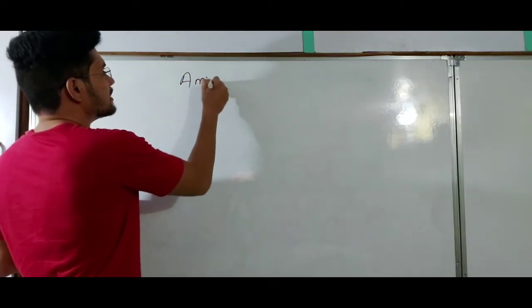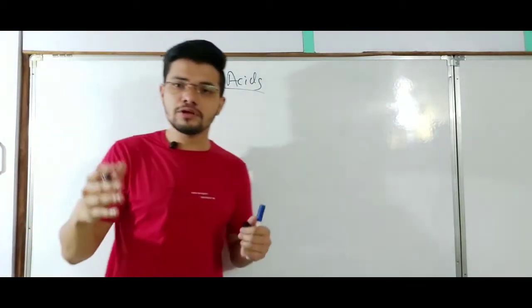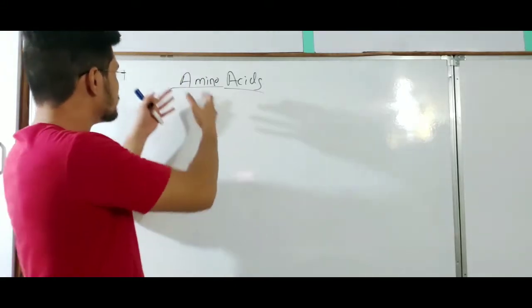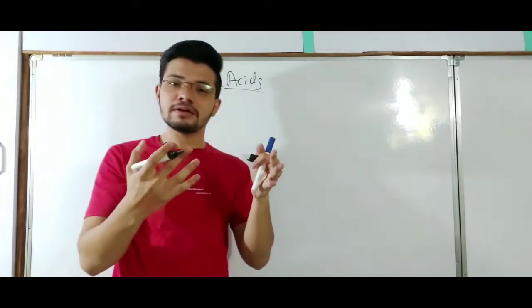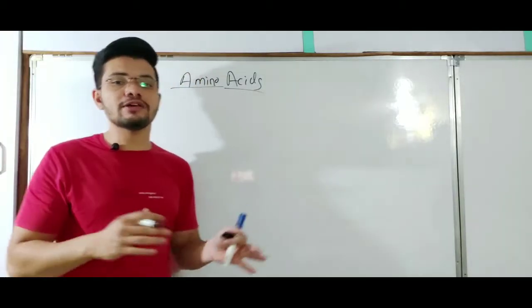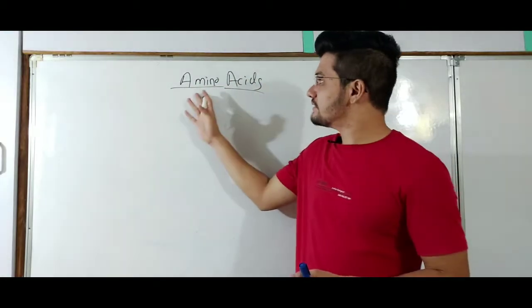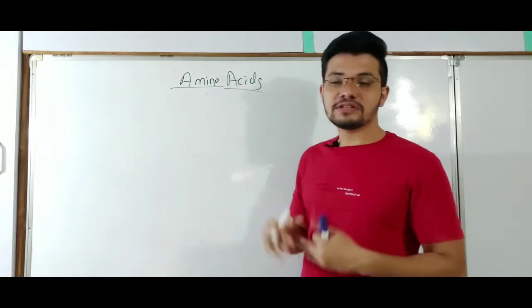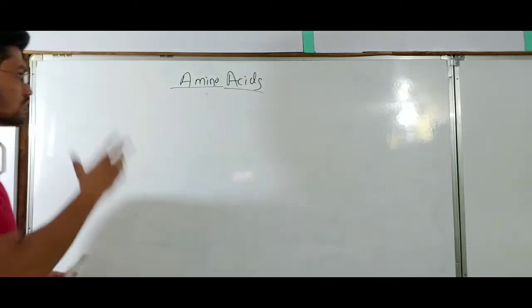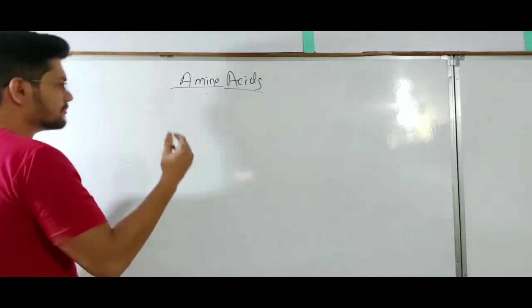As the name suggests, amino acids, which means there will be an amino group present, and the acidic group will also be present. Because of the amino group and the acidic group, the name is amino acids, and the molecule is known as an amphoteric molecule, because it can act as a base as well as it can act as an acid. So that's why these molecules are called amphoteric molecules.